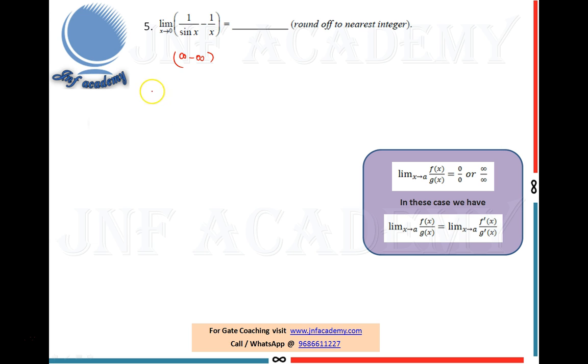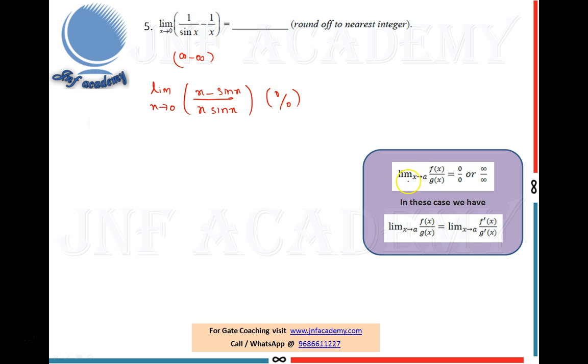So, I take the LCM, limit x tends to 0. The LCM of this term is x sin x. So I got the numerator is x minus sin x. Now I substitute the limit, I got 0 by 0 form. So in this place I use L'Hospital rule.